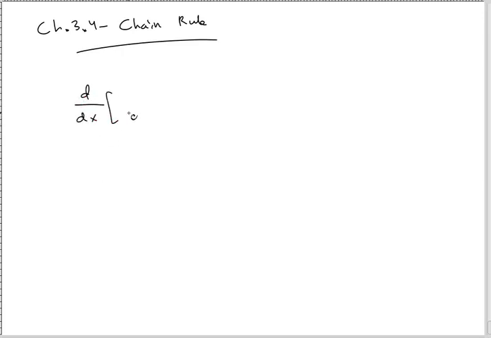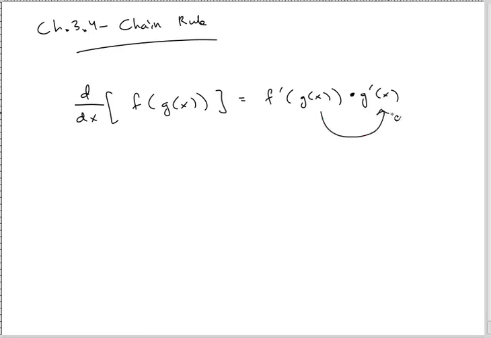Let's do some cool derivatives here. We got the derivative of f of g of x is equal to f prime of g of x times g prime of x. That is one of the biggest and best and most important formulas that you'll be doing forever and ever. Right there.